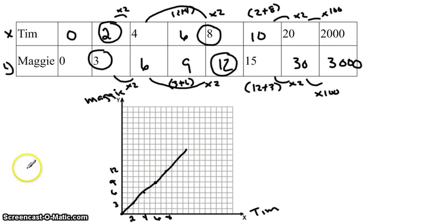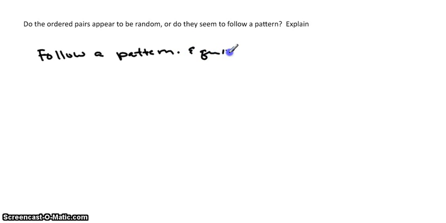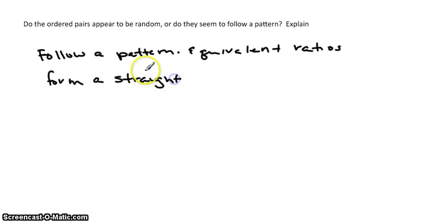am doing it correctly. So in the next question it says, do the ordered pairs appear to be random or do they seem to follow a pattern? Well, they follow a pattern. They're equivalent ratios because they form a straight line. And that's what you would want to look for from a table to the graph to see if you have equivalent ratios.